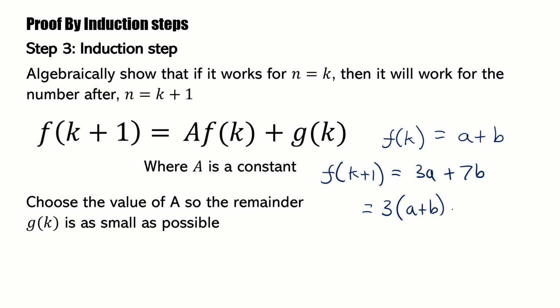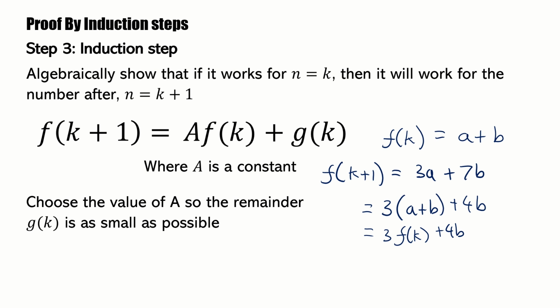So as I've chosen 3 lots of a plus b, that means we've got 3 b's, so I need an extra 4 b's. Our remainder was just in terms of b, so it wasn't too bad. So we've got 3 lots of f of k plus 4b in this scenario.